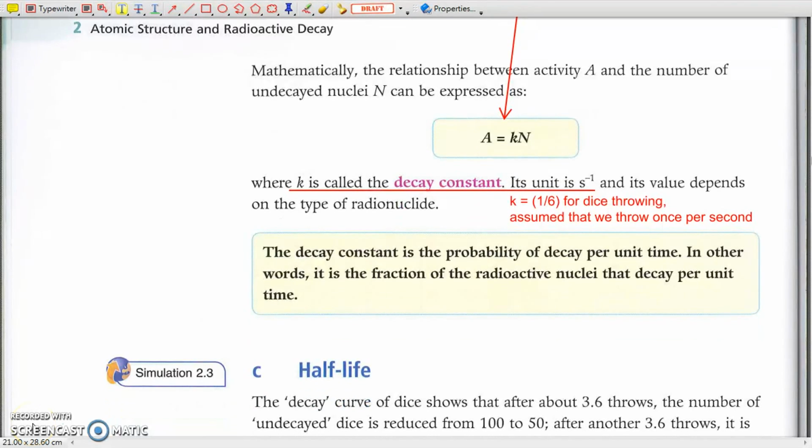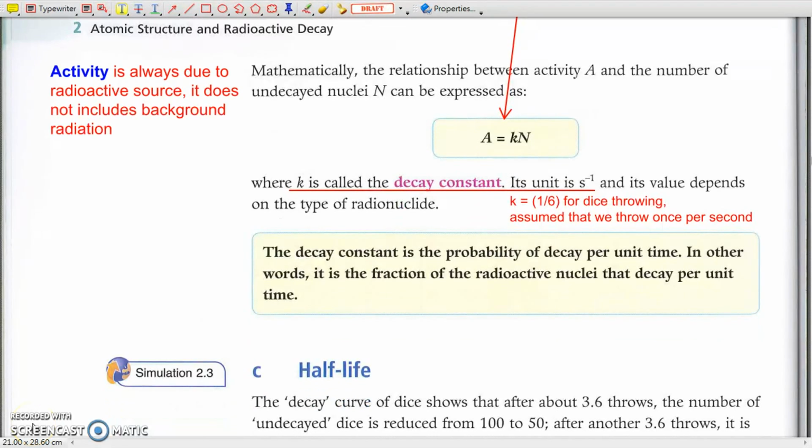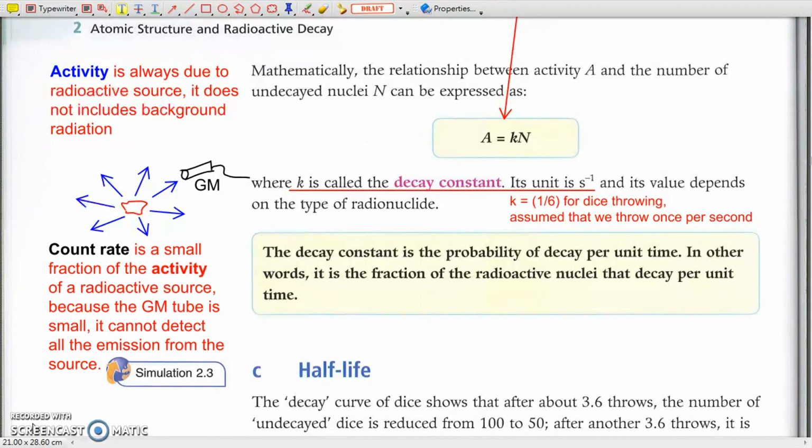So what's the difference between activity and count rate? Activity is always due to the radioactive source, and it does not include background radiation. For count rate, we use a GM tube, and the GM tube can only receive part of the activity from a source, and it usually includes background radiation as well.